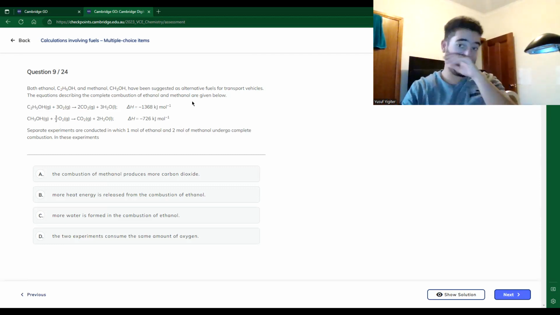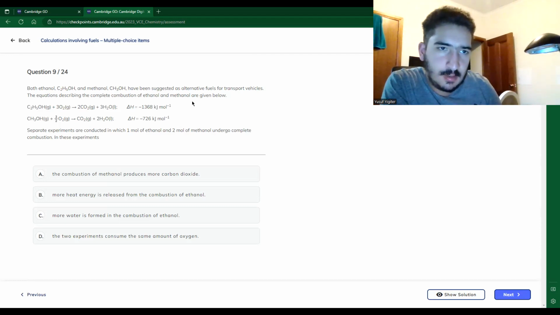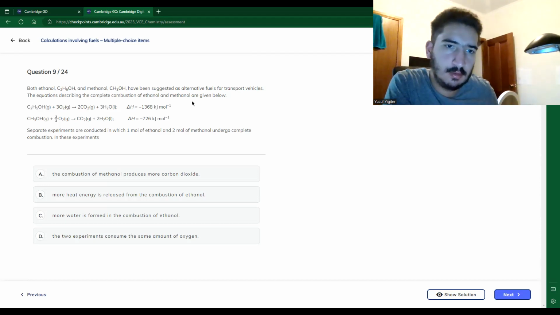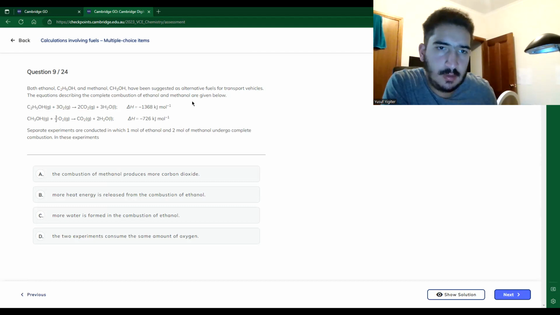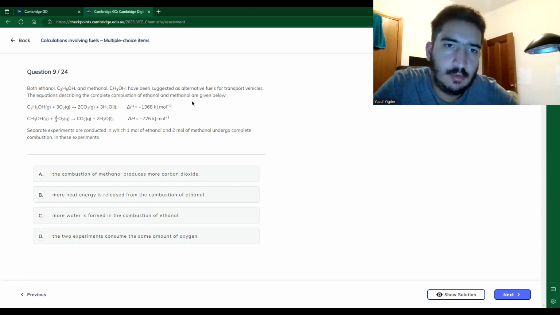So, separate experiments are conducted in which 1 mole of ethanol and 2 moles of methanol undergo complete combustion. In these experiments, the combustion of methanol produces more carbon dioxide. Now let's test that, if it produces more carbon. 2 moles of methanol.